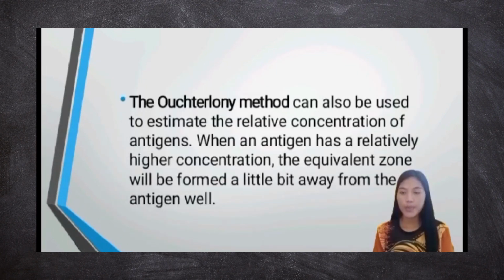Okay, let's proceed to the Ouchterlony method. It can also be used to estimate the relative concentration of antigens. When an antigen has a relatively higher concentration, the equivalence zone will be formed a little bit farther away from the antigen well. When an antigen has a relatively lower concentration, the equivalence zone will be formed a little bit closer to the antigen well.